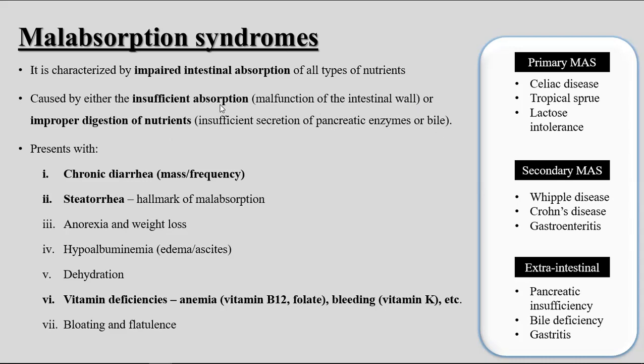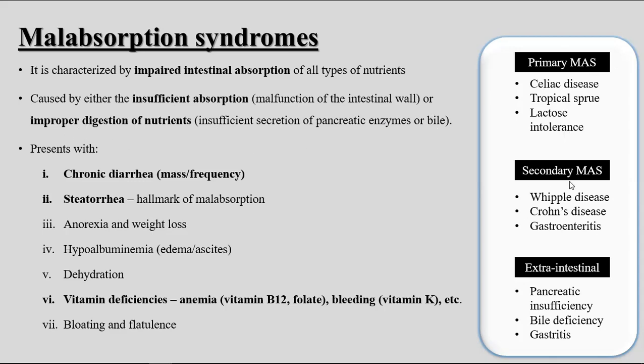So in general, insufficient absorption or malfunction of the intestinal wall can be classified as primary malabsorption syndrome, wherein there's actually some kind of enterocytic pathology of the intestinal wall. The most common forms of these are celiac disease, tropical sprue, and lactose intolerance.